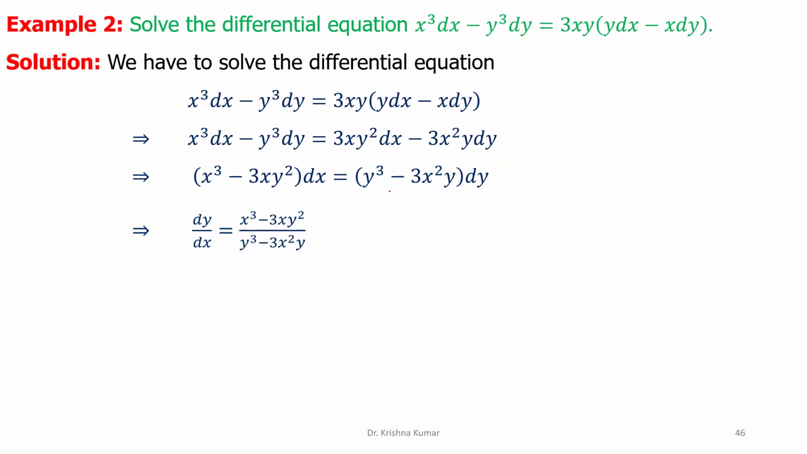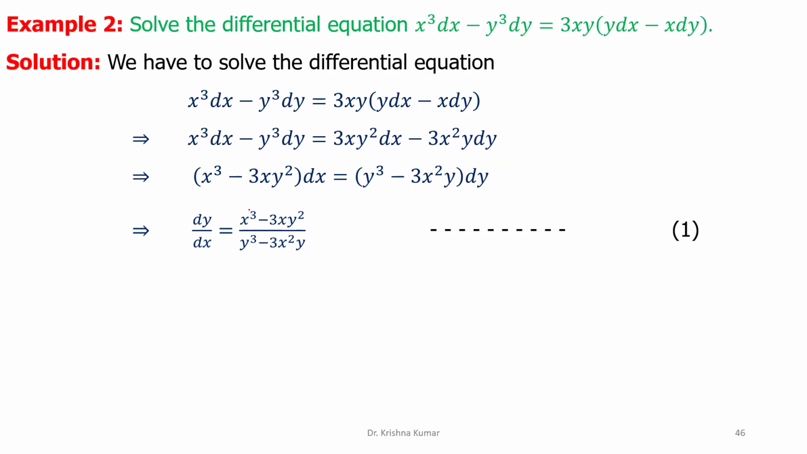Or simply dy/dx is equal to, this goes to this side and this goes to this side, so (x³ − 3xy²)/(y³ − 3x²y). So this is the reduced form of the given differential equation. So we have written it like that: dy/dx = (x³ − 3xy²)/(y³ − 3x²y).